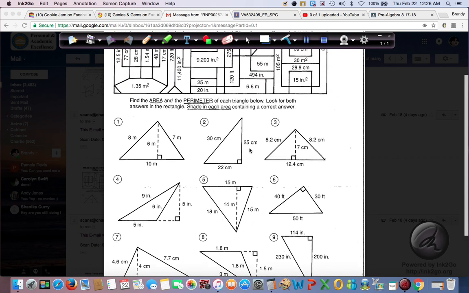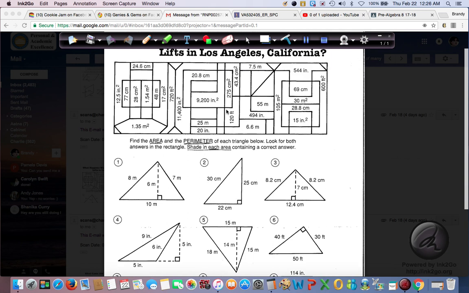So let's go ahead, we'll do number 1 just to get an idea of what it is. First, let's write down our formulas because that's going to be the most important thing. To find the area of a triangle, area equals 1/2 base times height. Please use your formula sheet if you don't have this memorized.